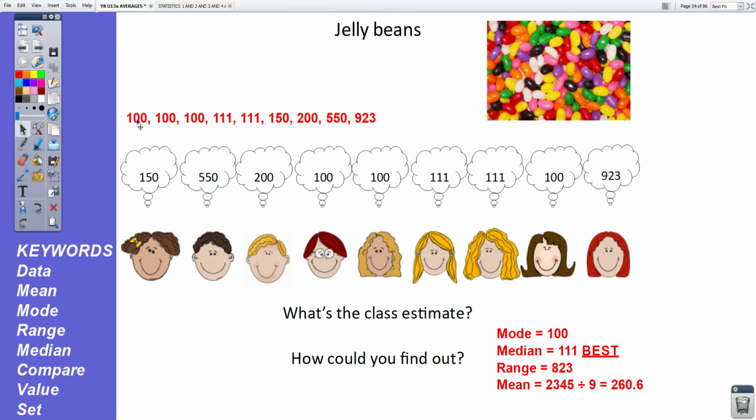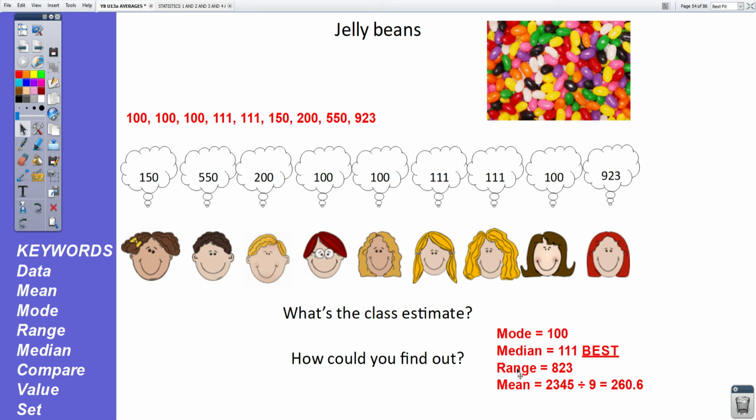Right, up here I've just put the raw data into order from smallest to highest, just to help me in a couple of moments' time. First off, 100 appears 3 times, no other value does, so the mode is 100. The most frequent answer given by the class members was 100. The median, the middle value when the numbers are put in order of size, is 111.